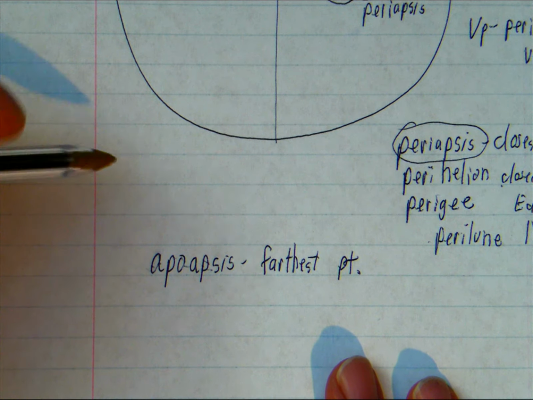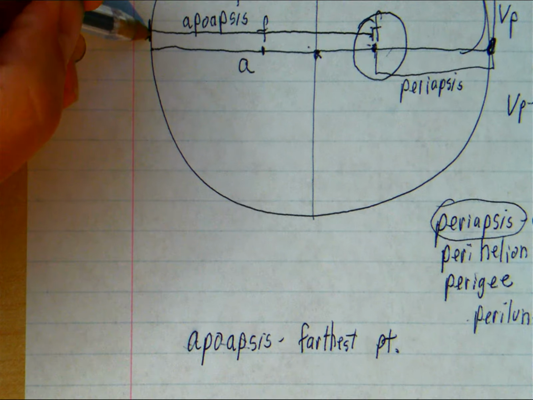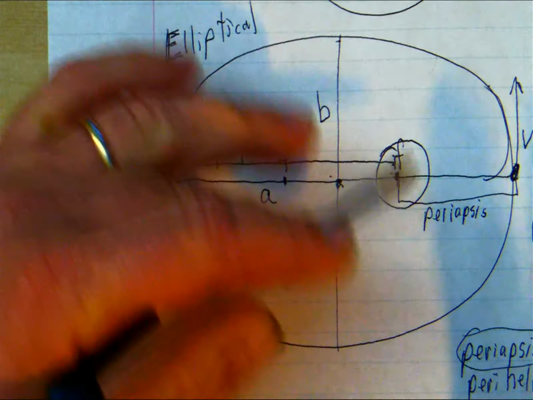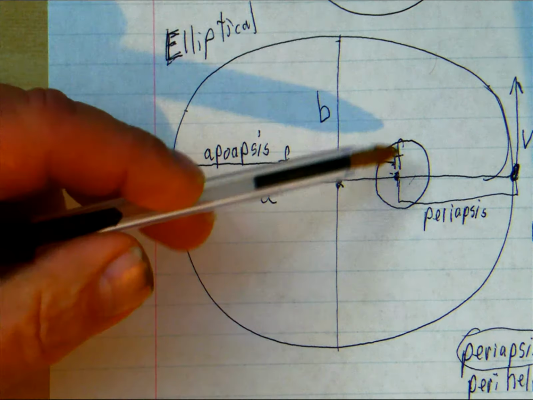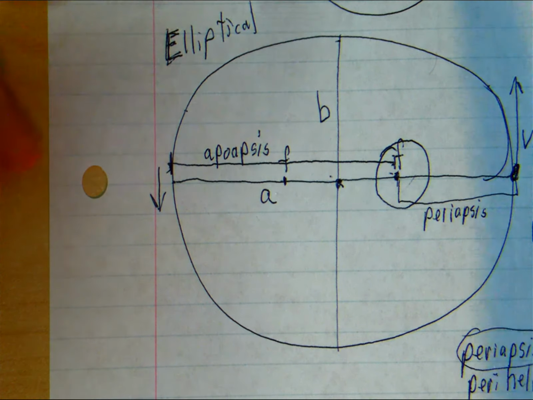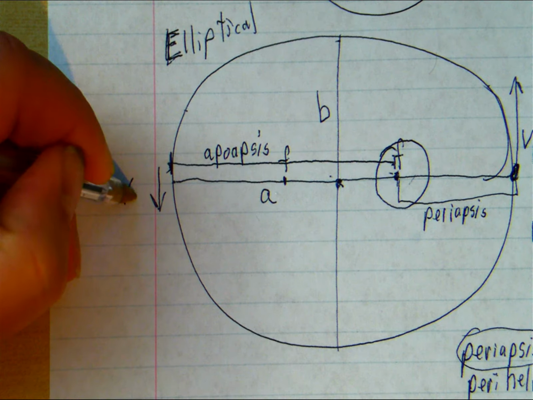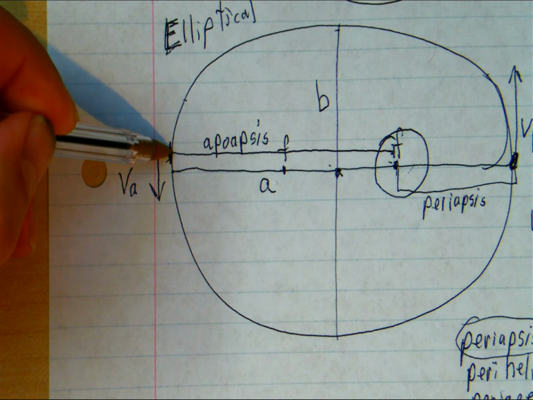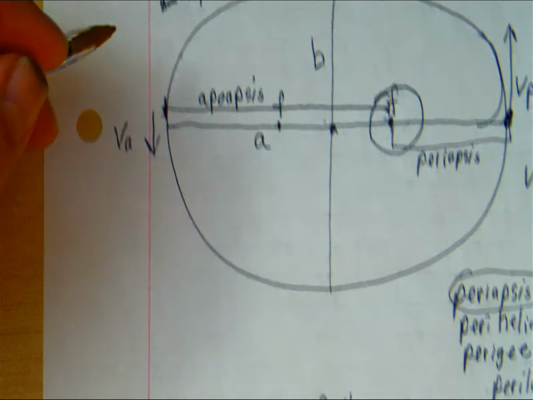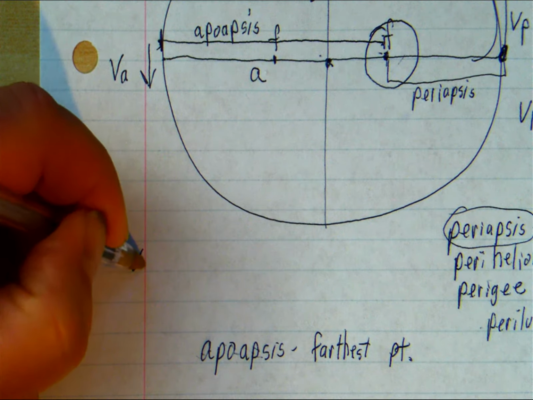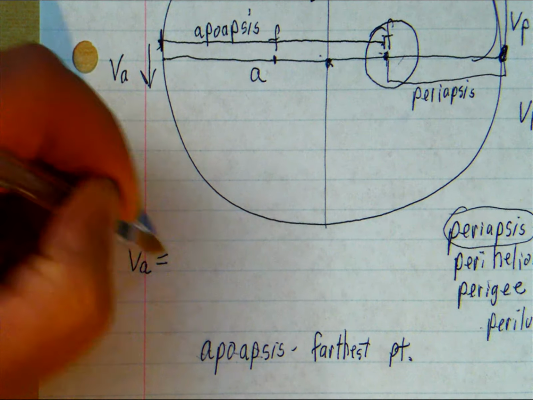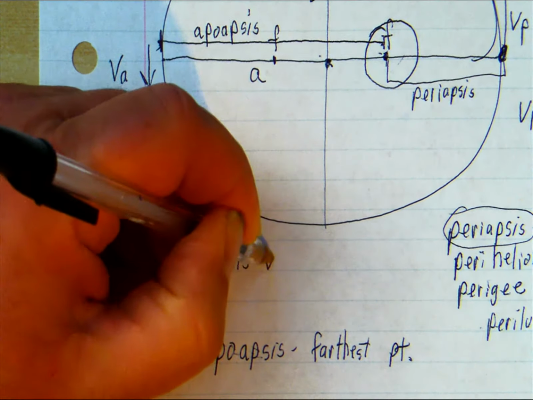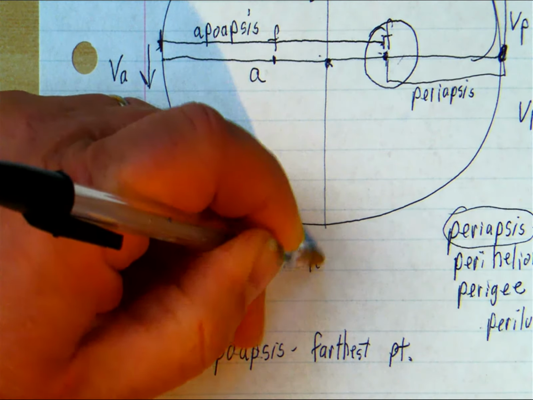But wait, there's more. The farther away you are from the central body, the slower you're traveling. It's like you had to go uphill out of the gravitational well, and you slow down as you go up. So here, the velocity at apoapsis is your speed at the farthest point in your orbit from the central body. So v lowercase a is your apoapsis velocity. Oh man.